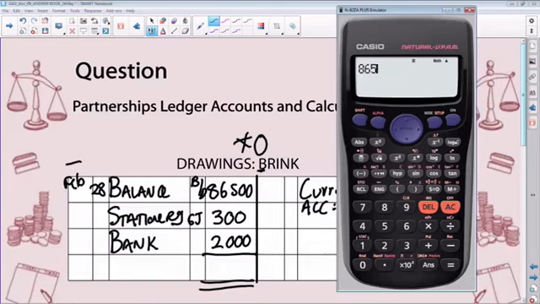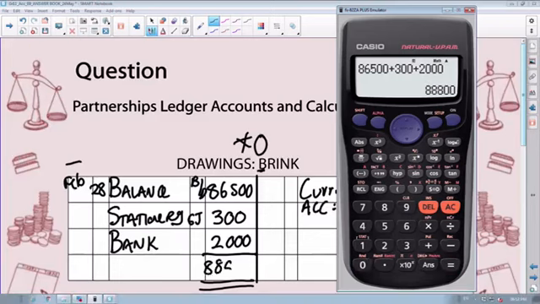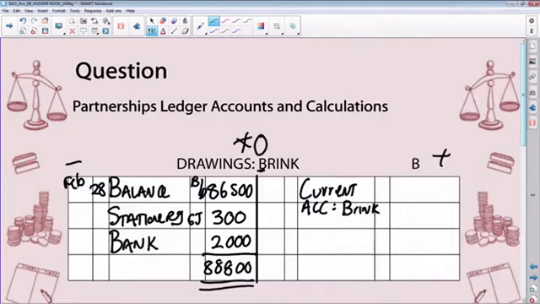Okay, 86,500 plus 300 plus 2,000. Right, so we're closing off an amount of 88,800 to current account. Okay, so current account, 88,800. Okay, right, and remember, guys, this is happening at the end of the financial year.